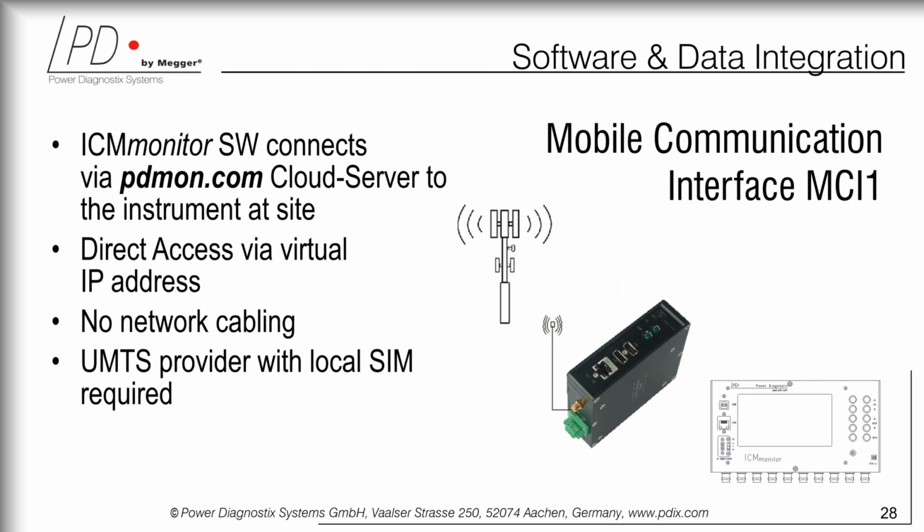Another way to connect to the device is to have an additional module, this LTE mobile communication interface, CII1. And this interface effectively enables the device to be queried via an LTE network. There's no cabling. The UMTS provider is going to give us a SIM. The SIM goes inside of this box, and then everybody that is, of course, entitled from a user management and cybersecurity point of view could look and draw data out of the device.